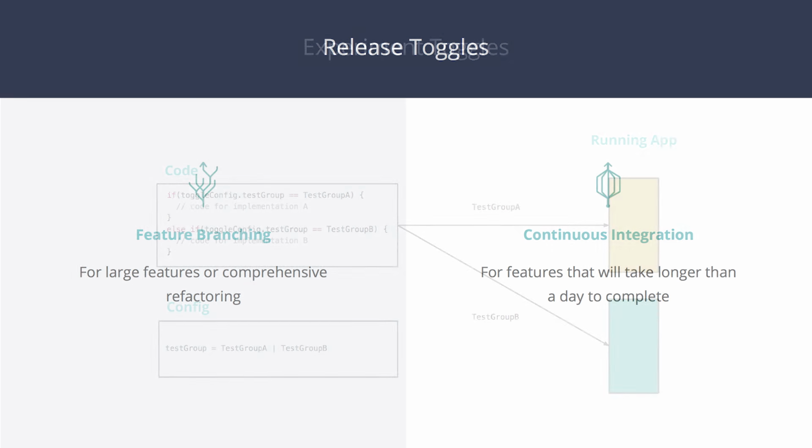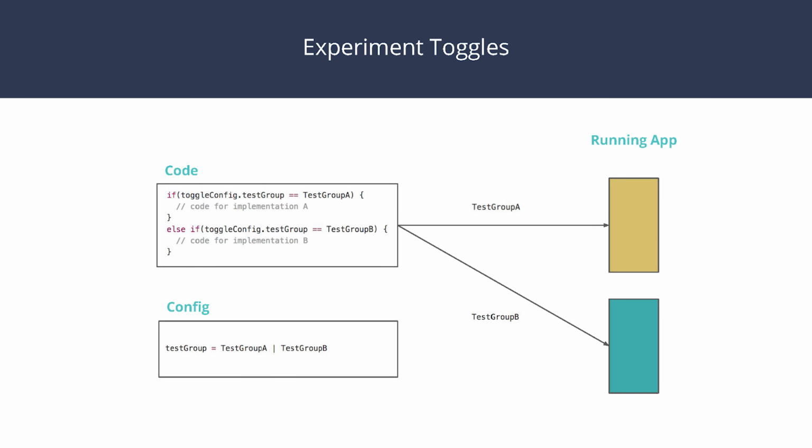So another category is experiment toggles. This example here is using something called A/B testing. And if anyone's not familiar with what A/B testing is, it's basically releasing two versions of an application, one with feature set A, one with feature set B. And the purpose is to determine which version of the application is more effective.